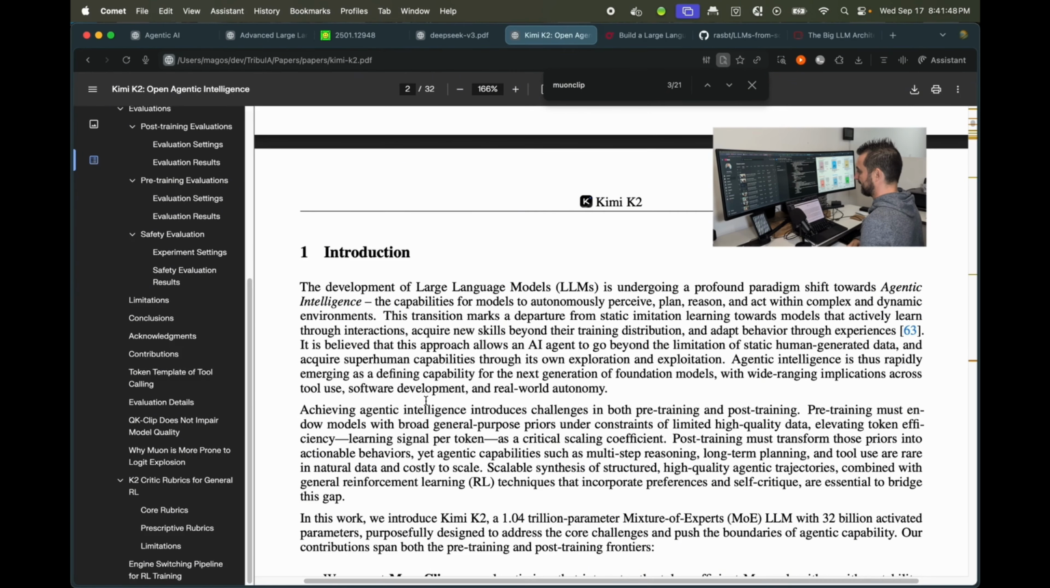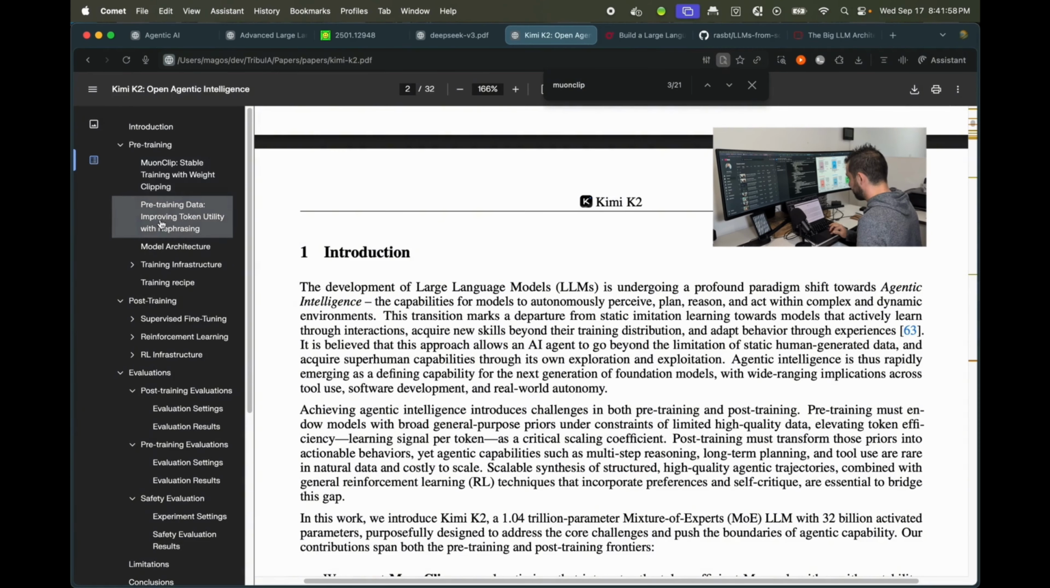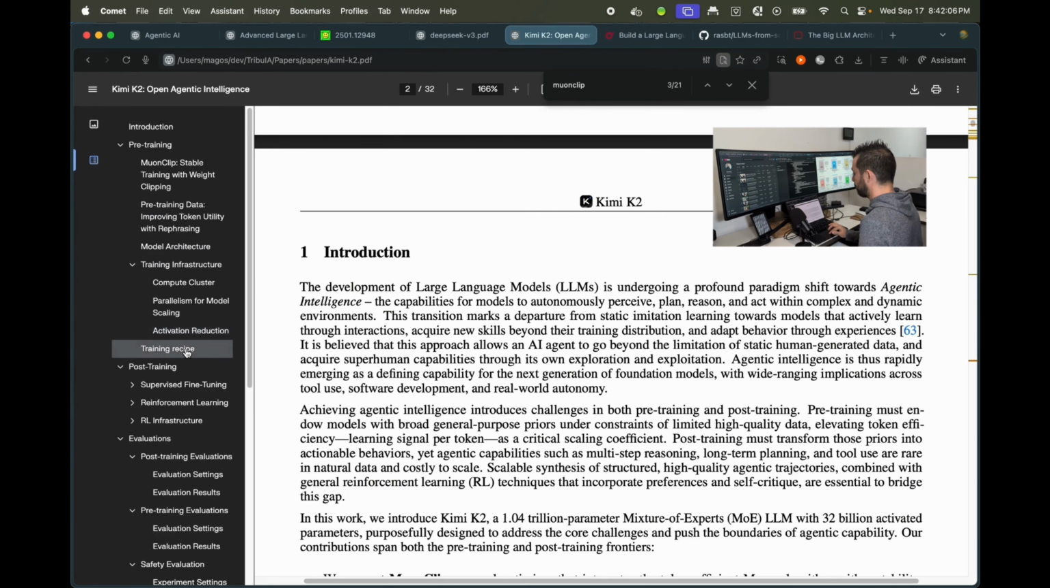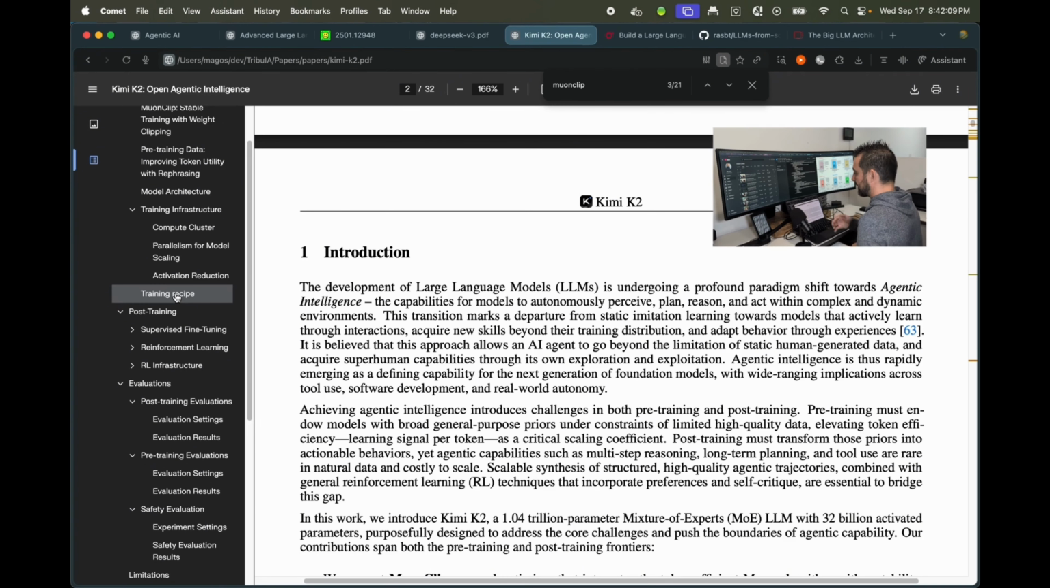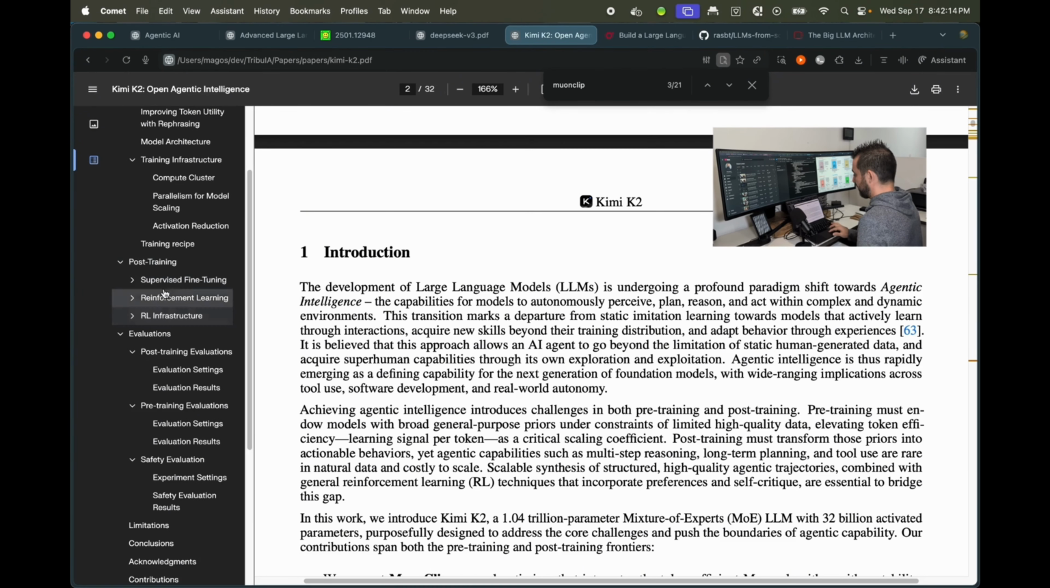Understand? Look, they just talked about pre-training here, about MuonClip, the data, the architecture, the training infrastructure. The training recipe is somewhat open regarding that, and post-training, SFT, RL, the RL infrastructure.